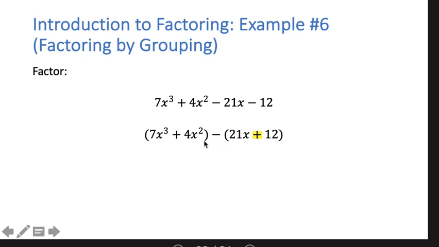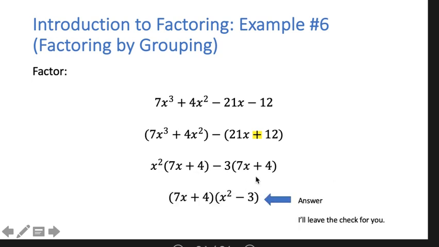Now, factor each of these two groupings. We'll factor out an x squared in the first grouping, and we'll factor out a 3 in the second grouping. Notice that the GCF is 7x plus 4. So when we factor out 7x plus 4, what's left behind is x squared minus 3. Remember to always check your answers.